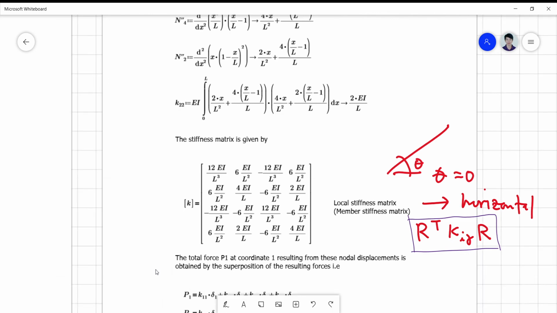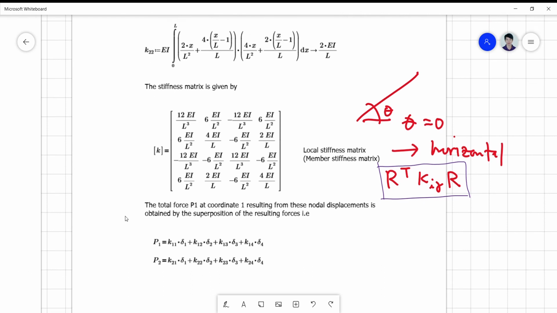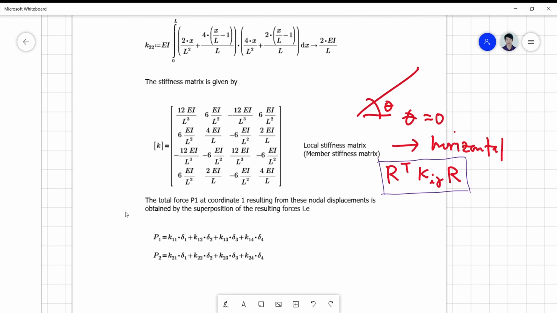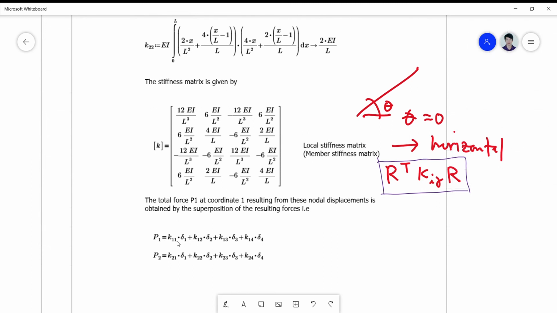So the total force P1 at the coordinate 1 resulting from this nodal displacement is simply obtained by the superposition of the resulting forces, and that is P1 is simply K11 delta 1 plus K12 delta 2, K13 delta 3 plus K14 delta 4. So it's a PK delta value. We take note of this, and for P2 you just substitute K21, K22, K23, and K24.